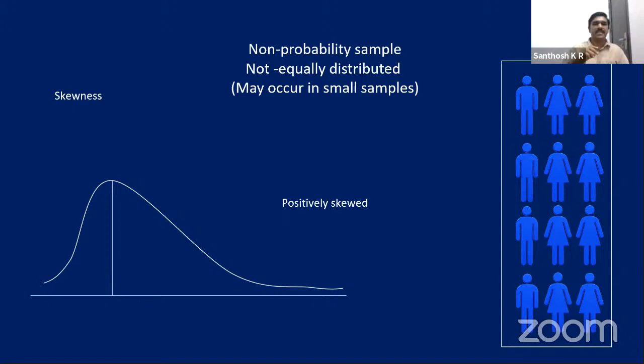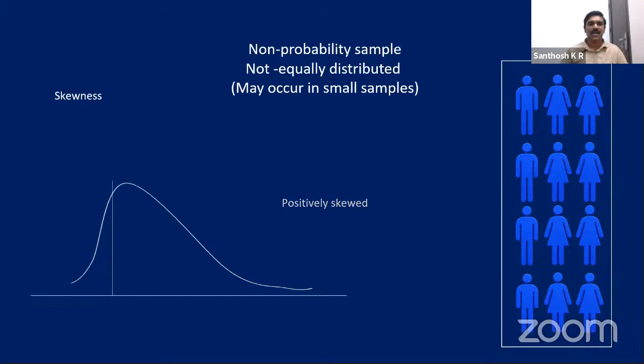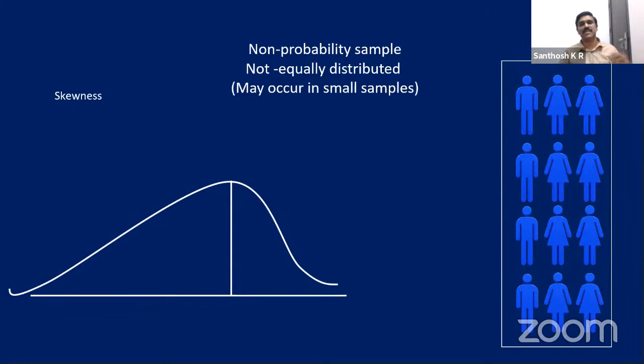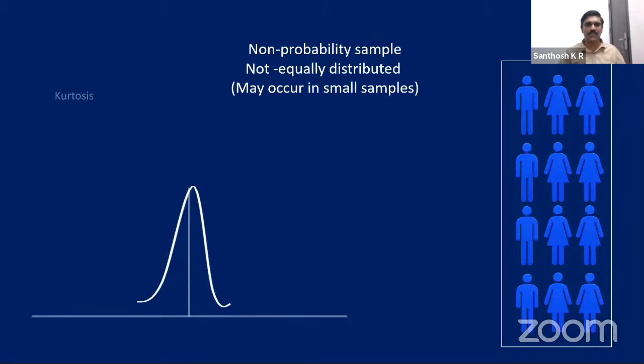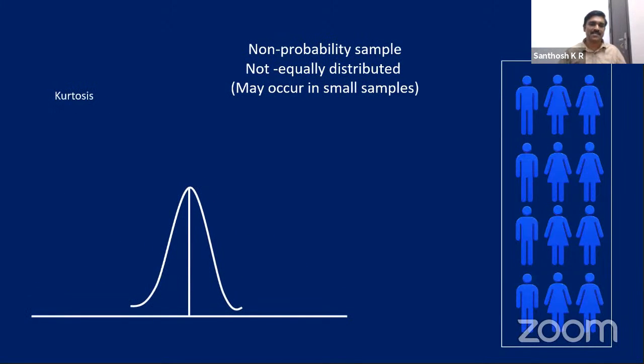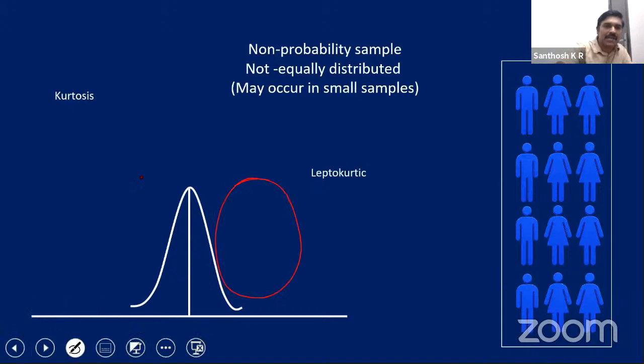If the length of the tail towards the right is larger, we can call it what? Positively skewed data. And if the length of the tail is longer towards the left, we can call it what? Negatively skewed data. We call this skewness. Now, if it is like this, what does it mean? It means that we didn't have the data from this side and this side.